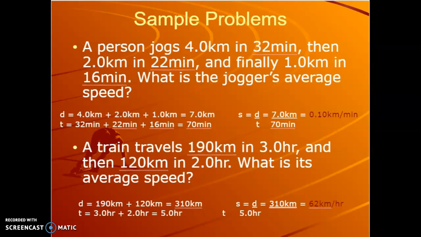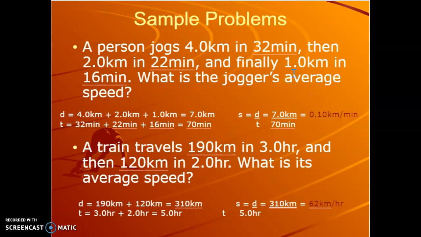Now it's important to note that you always want to do distance over time. Don't just do the larger number over the smaller number because it looks like it makes more sense. So don't do 70 over 7, because 70 is your time, 7 is your distance. So your distance over time would be 7 divided by 70, which would give you a total of 0.1 kilometers per minute.